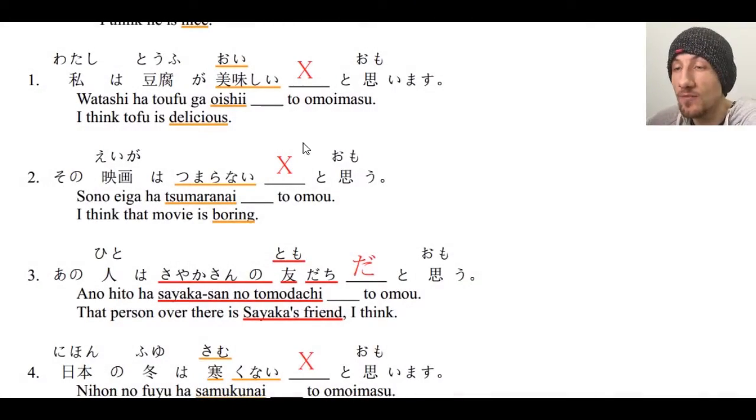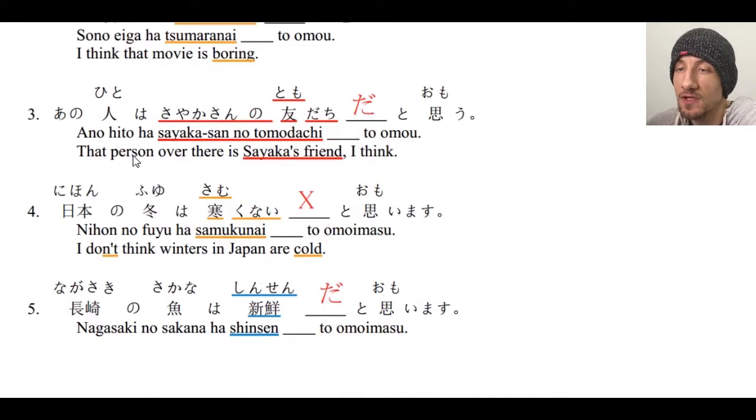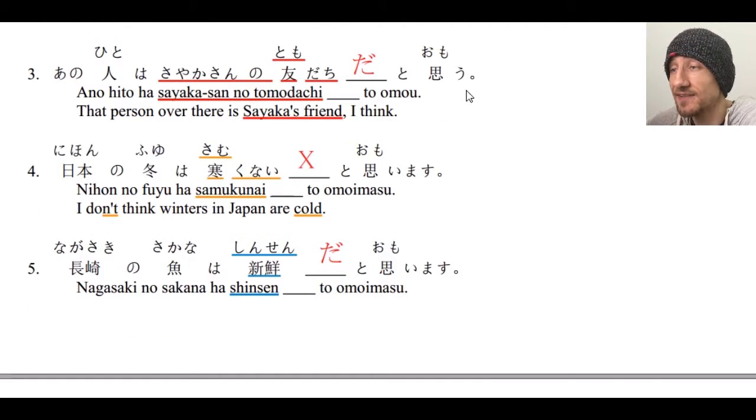All right, so here we have number 1. I think tofu is delicious. 私は豆腐が美味しいと思います. So no da. Number 2, I think that movie is boring. その映画はつまらないと思う. Boring, つまらない. Number 3, that person over there is Sayaka's friend, I think. あの人はSayakaさんの友達だと思う. 友達だと思う. So we have a noun, だと思う.